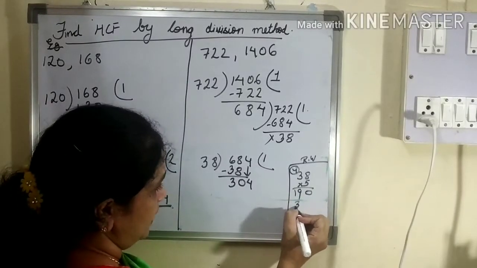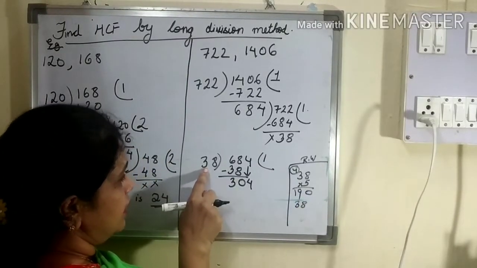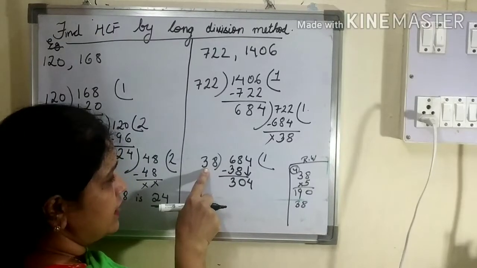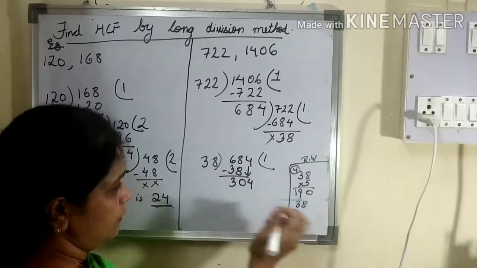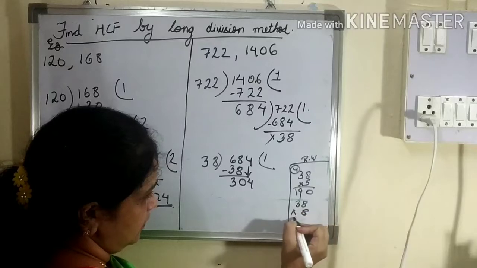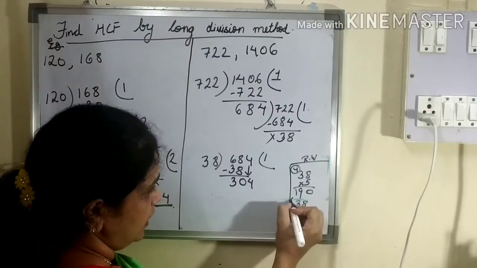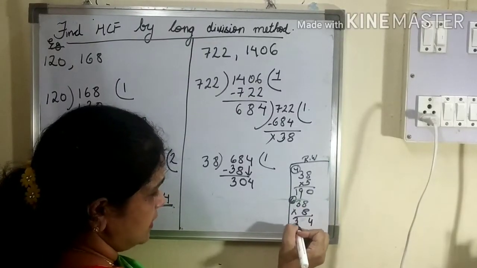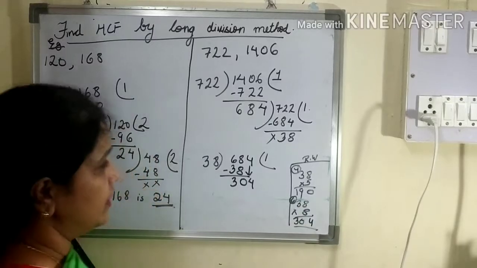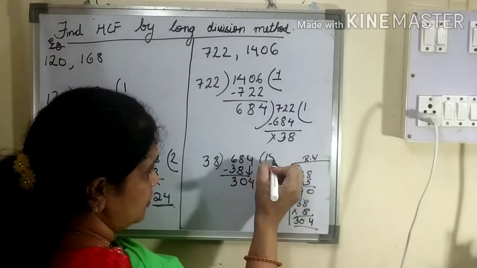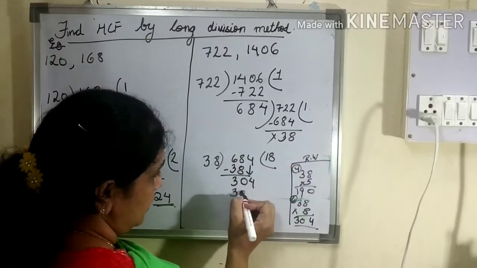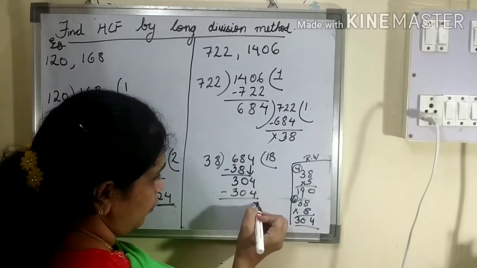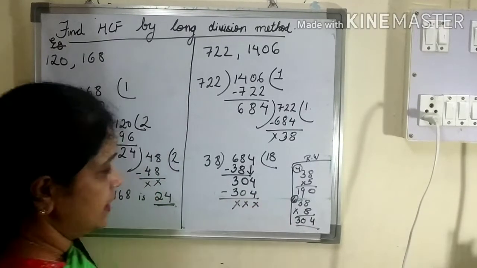Now since I see the first number, 3 8s are 24, 3 9s, either it will go by 8 or it will go by 9. Let me try by 8. 8 8s are 64, 8 3s are 24, plus 6 is 30. What I got? I got 304. So it goes by 8, and what happened? It came 3044, and now no remainder is left.